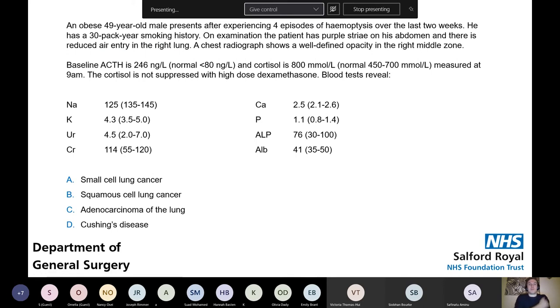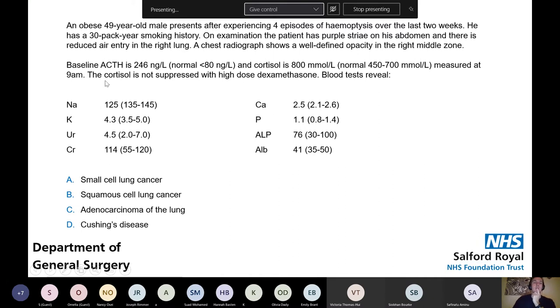Overweight, 49-year-old male. He's had 4 episodes of hemoptysis in the last 2 weeks, 30 pack year history, purple striae on his abdomen, reduced air entry in the right lung. A chest x-ray shows a well-defined opacity in the right middle zone. And we've got some derangement of his cortisol and his ACTH. And it's not suppressed with a high dose dexamethasone test.